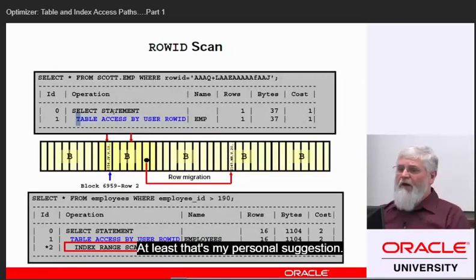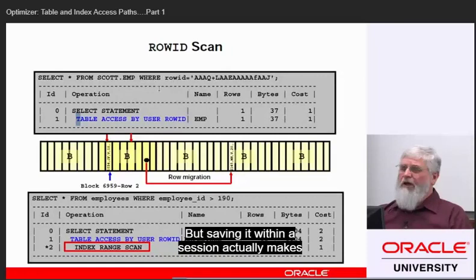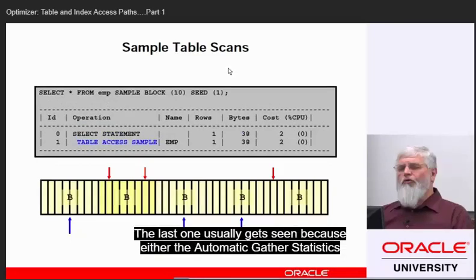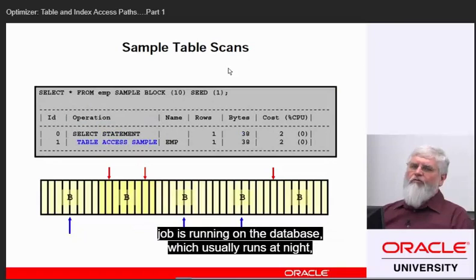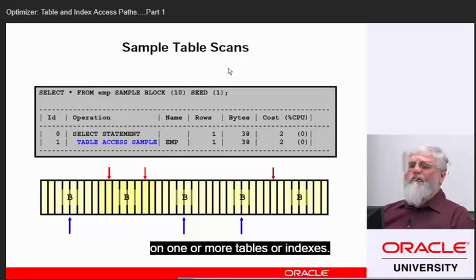The last one usually gets seen because either the automatic gather statistics job is running on the database, which usually runs at night, or somebody is using the DBMS stats package to gather statistics on one or more tables or indexes. And that's the usual case. In reality, developers can actually use it.